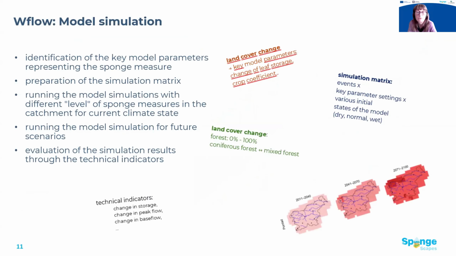So we are now approaching the end. The model simulation. The main idea is to identify sponge measures that we translate into key model parameters with which we can simulate these sponge measures, of course. And then at the end, we want to evaluate the simulation results. SpongeScapes team has defined several technical indicators that help us with this task.